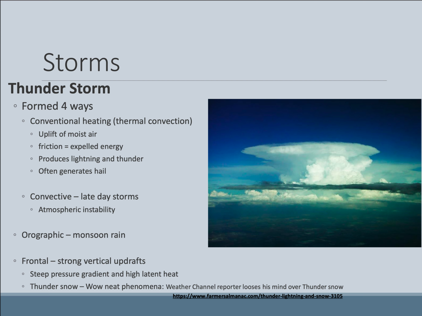So thunderstorms are basically formed four ways. Same thing with snowstorms for the most part, except for convective lifting. All right. And we've talked about those four ways when we talked about lifting mechanisms. Convective, convergent, orographic, and frontal is what we talked about.